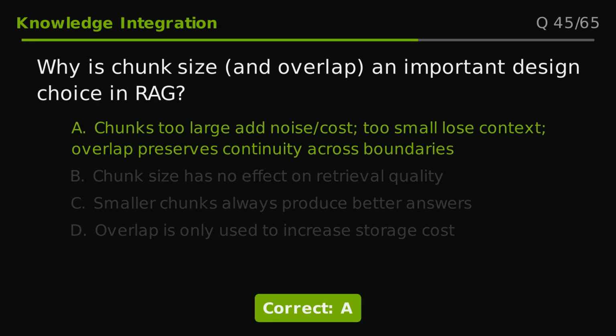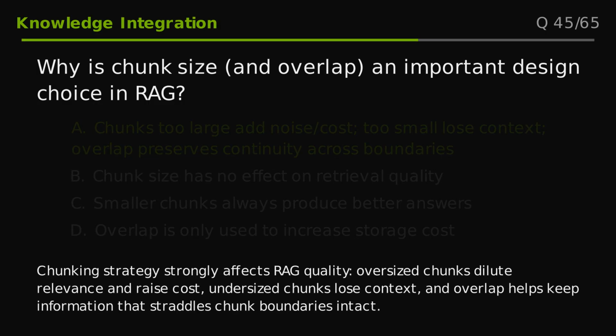The correct answer is A. Chunking strategy strongly affects RAG quality. Oversized chunks dilute relevance and raise cost. Undersized chunks lose context, and overlap helps keep information that straddles chunk boundaries intact.